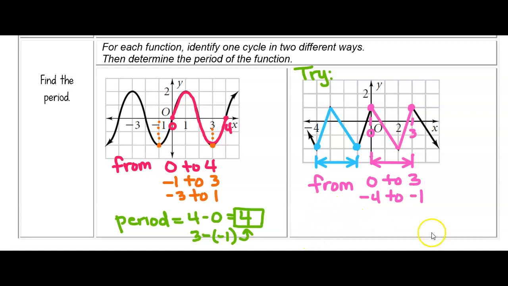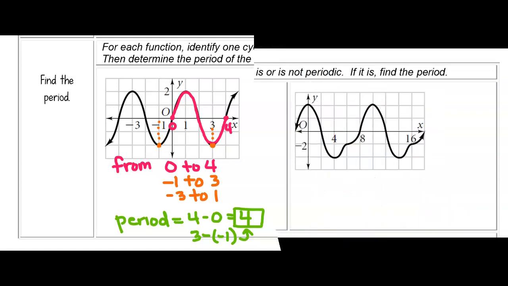So let's take a look at what the period of the cycle would be. So remember, the period is the horizontal length of the cycle. So the easiest way would be to just do 3 minus 0. But likewise, if we did -1 minus -4, we are also going to get 3 for our period.